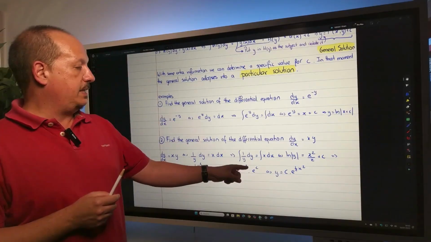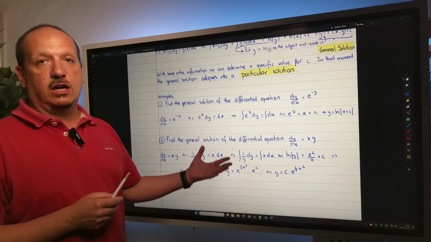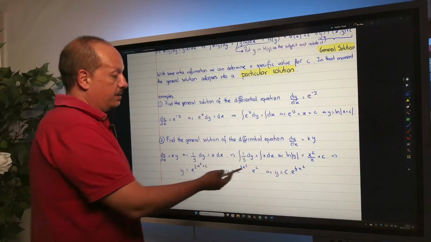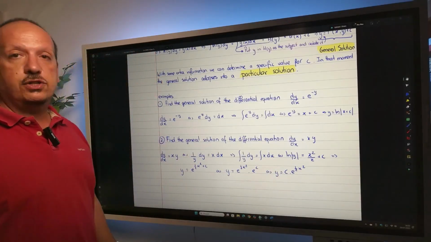I could put plus c, but that will mean times e to the power of c, which is itself a constant. Okay? So I can write just the final answer as the constant times e to the power of x squared over 2.